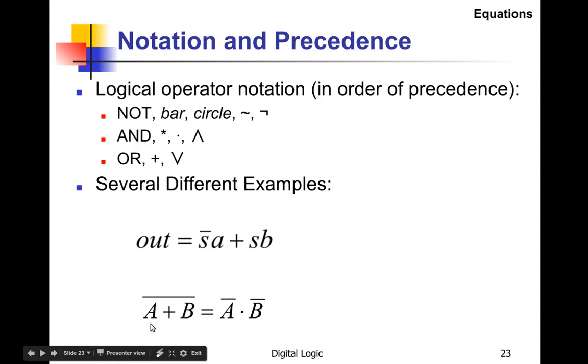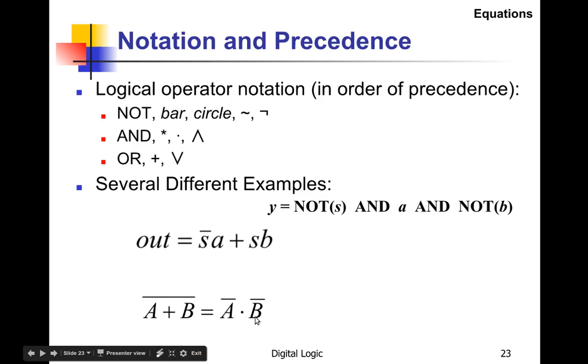Here's another example. It's actually De Morgan's law. It says if we take A or B and we invert it, we get the same thing as if we took not A and we ANDed it with not B.